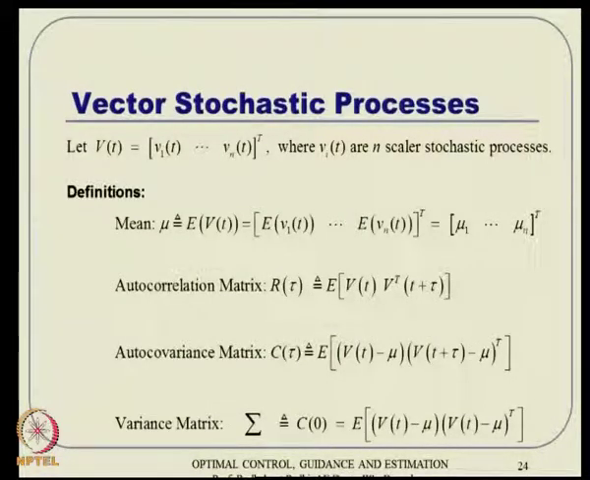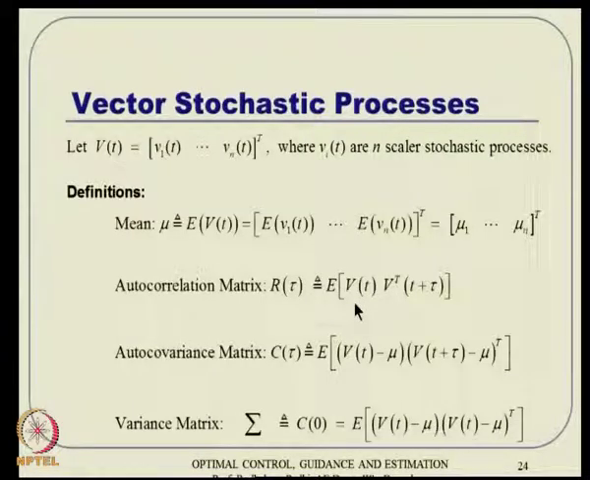All these are in the form of scalars. Then what happens in the form of vectors? When you have a vector v which has n components, and each of the components is a scalar stochastic process, then what? Then the mean value by definition is nothing but the mean values of everything. These are a bunch of definitions actually.